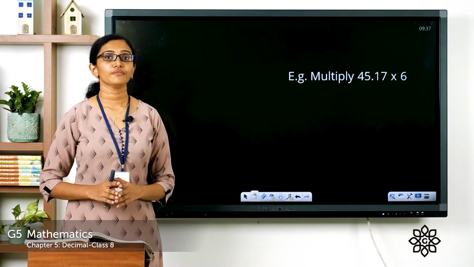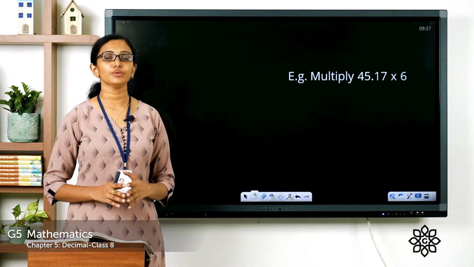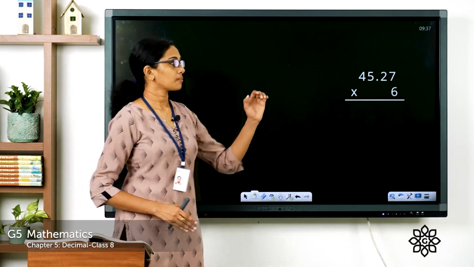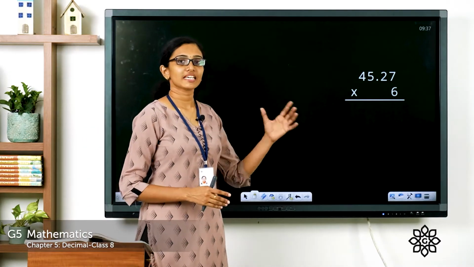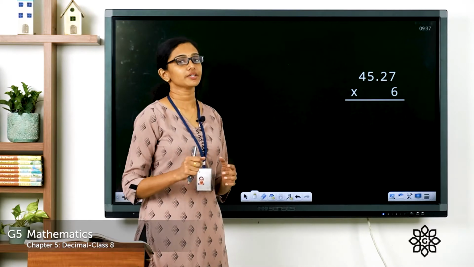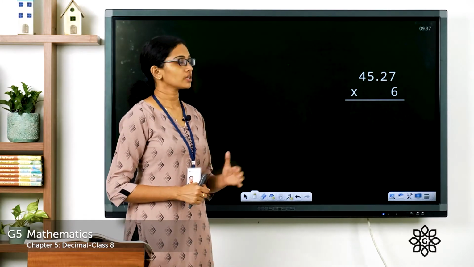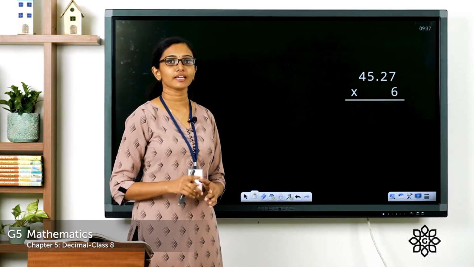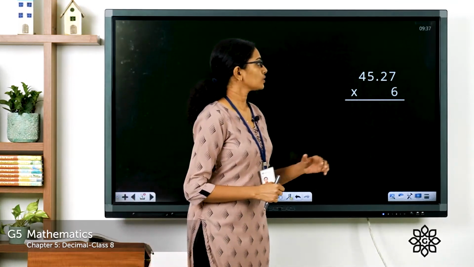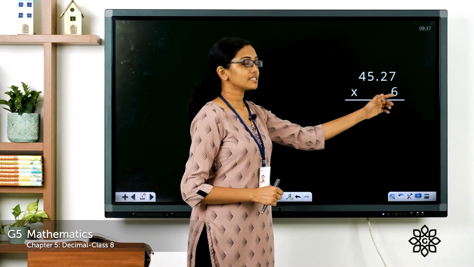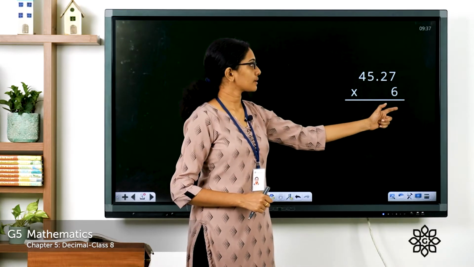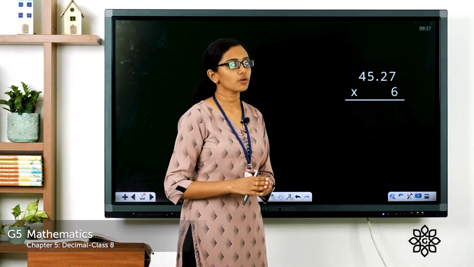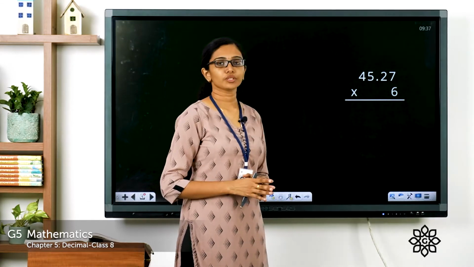Multiply 45.17 into 6. The first step is to multiply the given numbers, the decimal number and the whole number, ignoring the decimal point. So let's do the multiplication now. Where do we start? We start multiplying the ones first. So here we are going to multiply this 6 ones by this 7 ones. So just ignore the decimal point and do the multiplication.